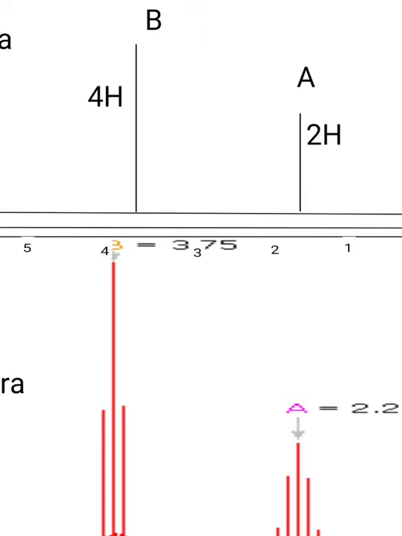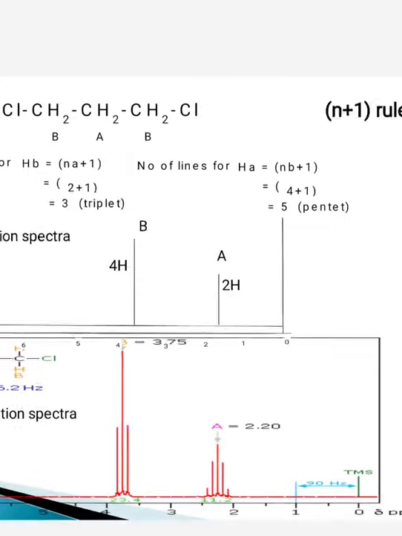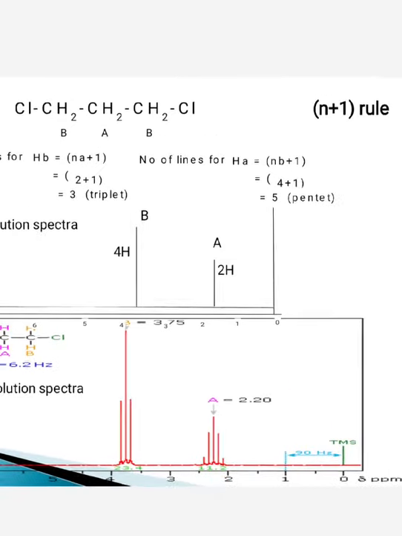See, the A peak is divided into 5 multiplets and the B peak is divided into a triplet, as we calculated from the formula.